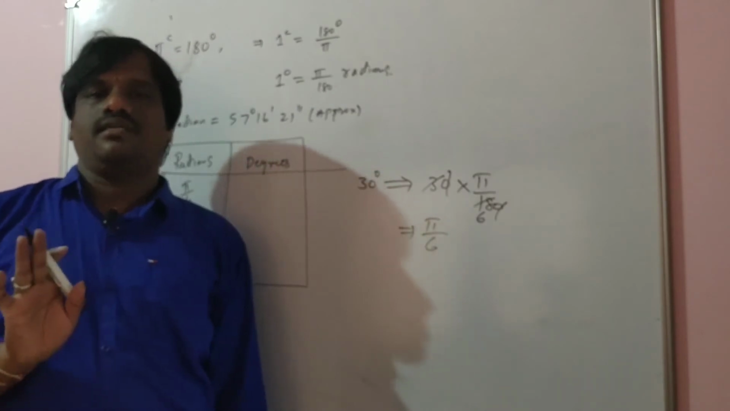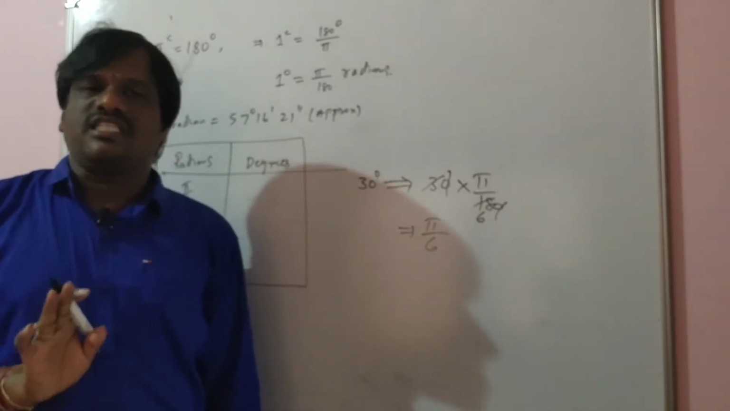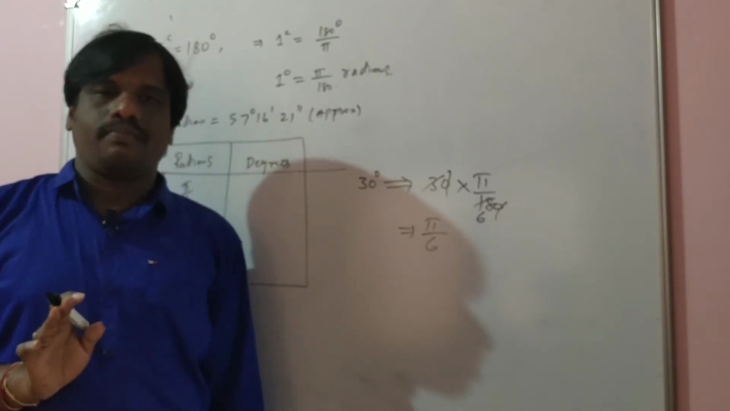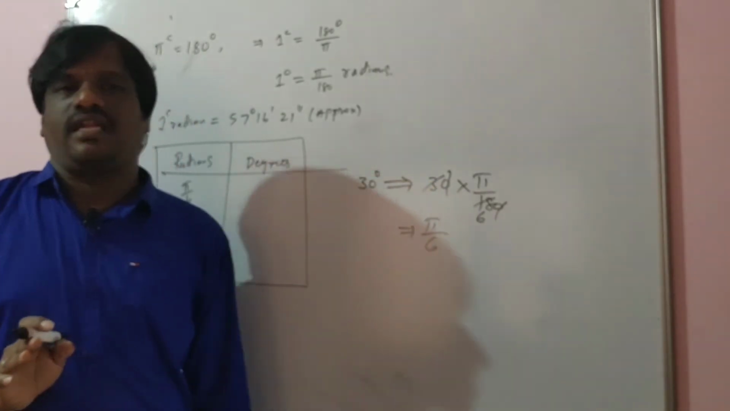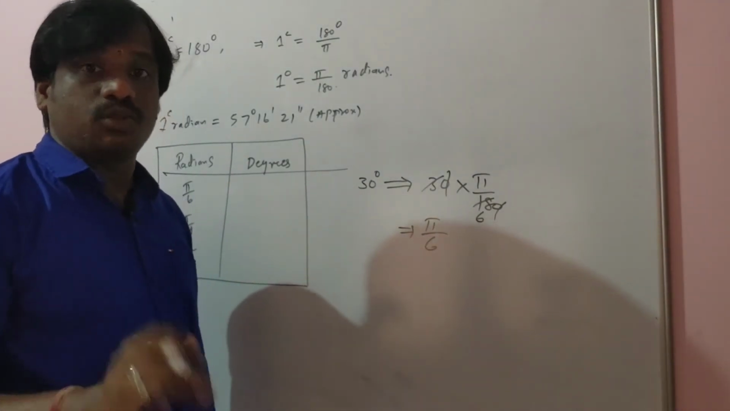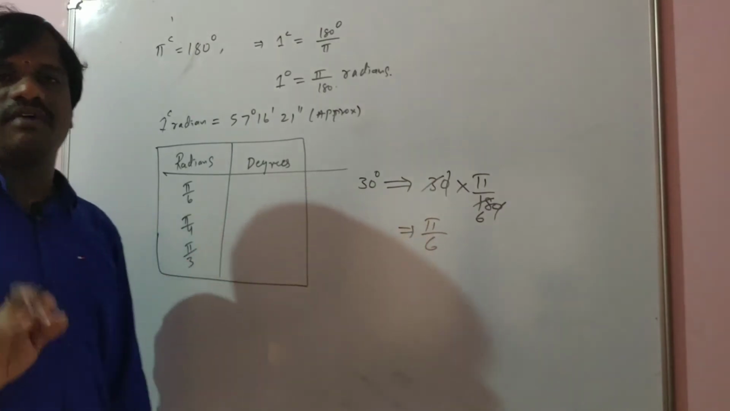You should know this thing. So radians and degrees are most important. In JEE there are no centesimal grades. So from the JEE point of view, you have to learn degrees in radians. That's most important. So 30 degrees is equal to how much? Pi by 6. From now onwards you have to remember 30 degrees means pi by 6, directly.